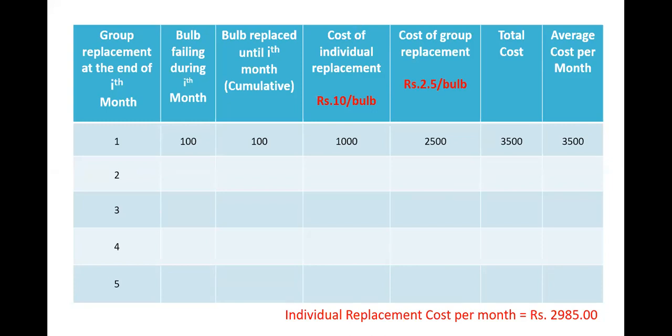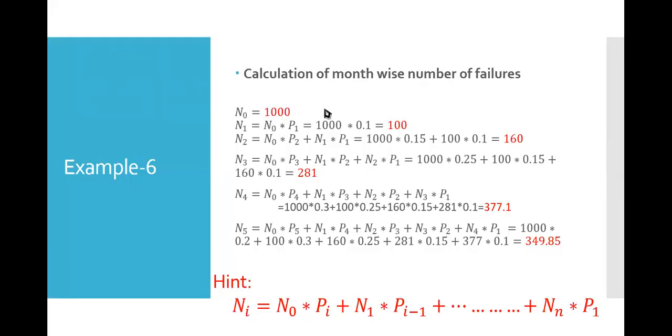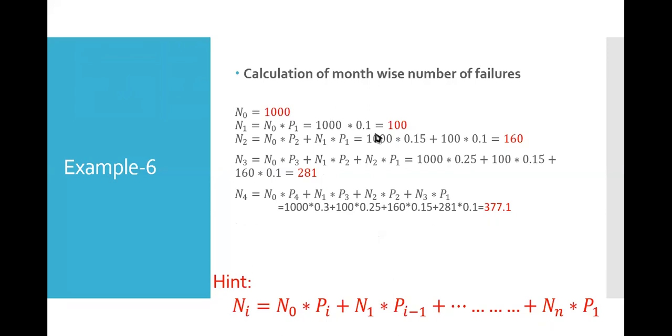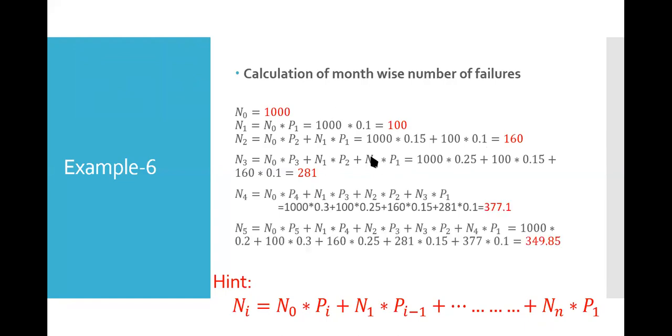Okay. I think the table has been prepared. Now let us have a look at the previous slide first so that we can fill the table from that. So for first month it is 100, for second month it is 160, then 281, then 377.1, and then 349.85. So likewise put that on the first column: 100, 160, 281, and 377. Likewise fill the table.